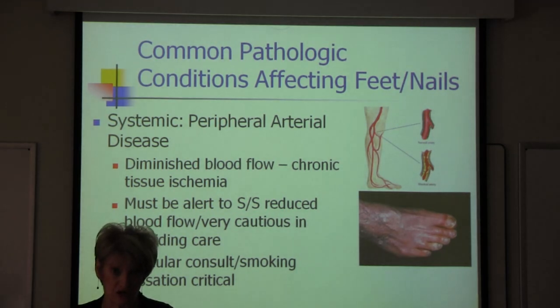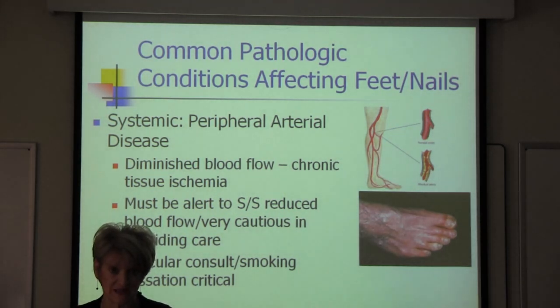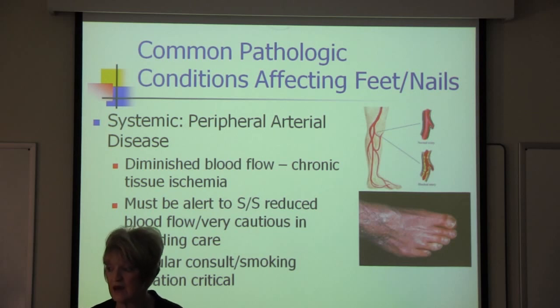When you have a patient who has peripheral arterial disease, they end up with chronically ischemic tissues. Chronically ischemic tissues are extremely vulnerable. Minor trauma can create a non-healing wound. A minor break in the skin can create an infectious process that's very hard to eradicate.